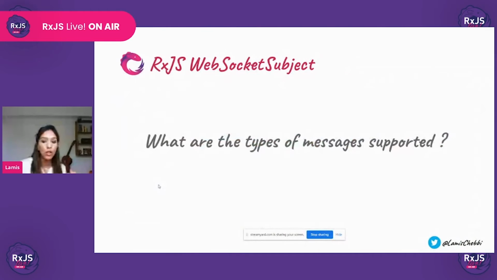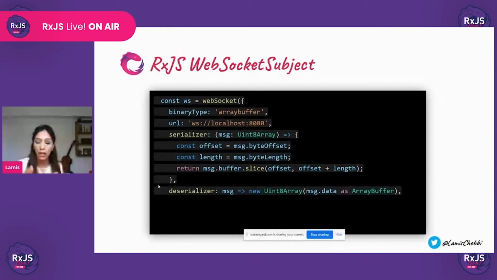Now, what are the types of messages supported? This subject supports binary messages, text data, and JSON, etc. For binary data, you just have to provide your customized method of serialization and deserialization. I have here an example. I'm changing the binary type to array buffer, and I am doing some treatment to process my binary messages using Uint8Array. But it's just an example to show you how it works.